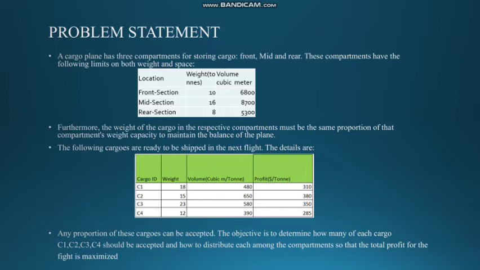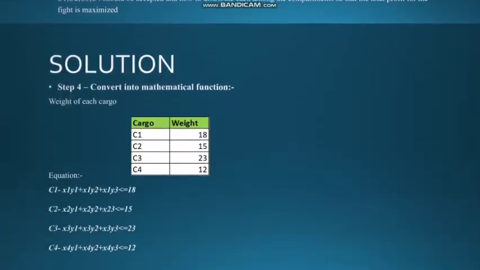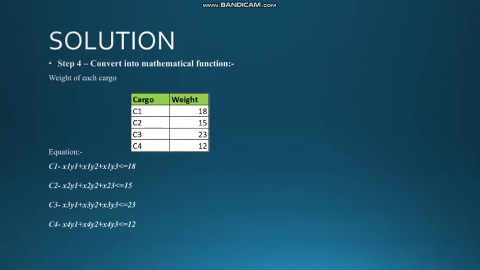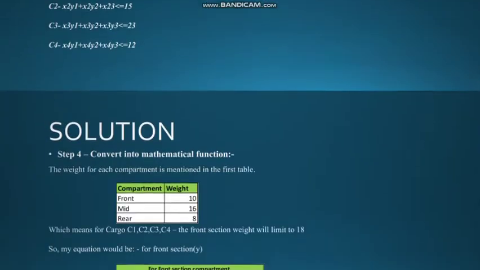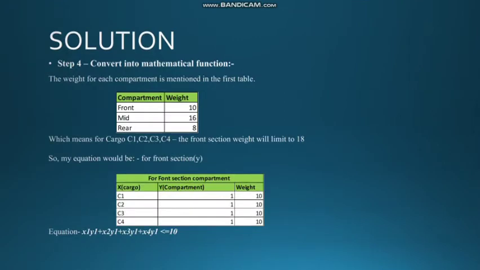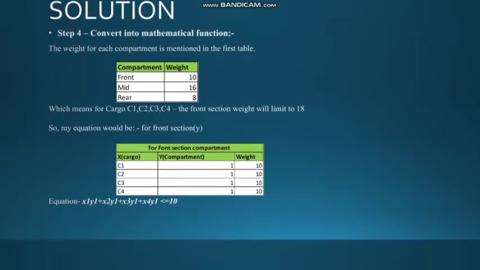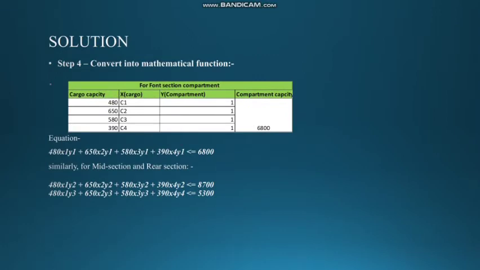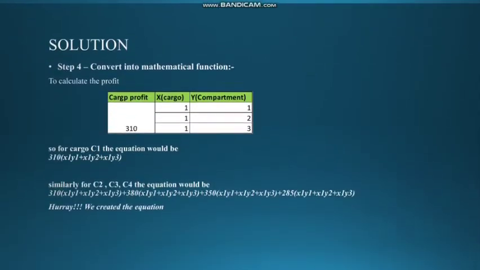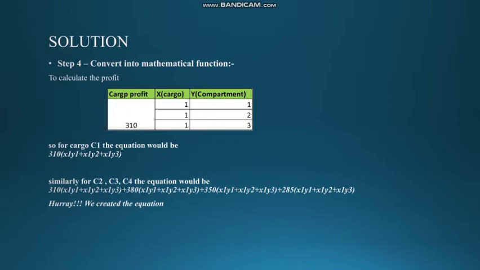Now I hope all of you remember the equations that we have created in our previous video. We had a total of 4 equations. The first equation was related to the weight of the cargo. The second equation was of the weight of the compartment. The third equation was related to the capacity of cargo and compartment. And the fourth equation was to achieve the profit.